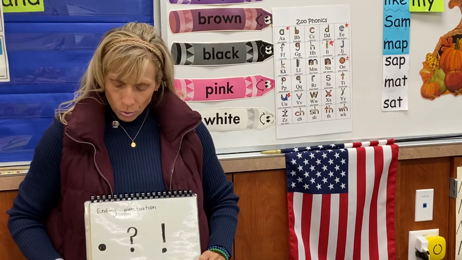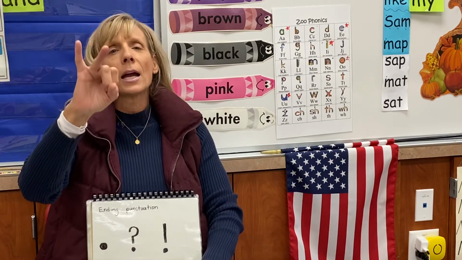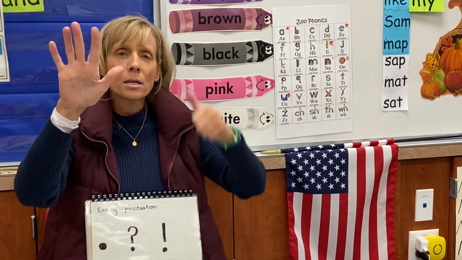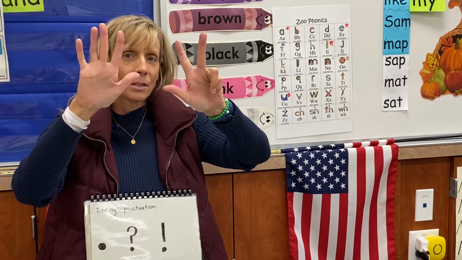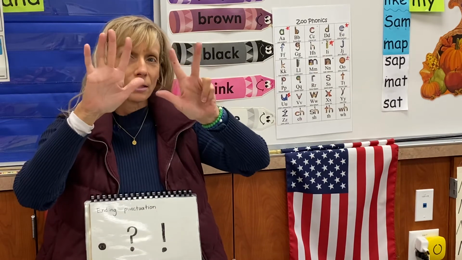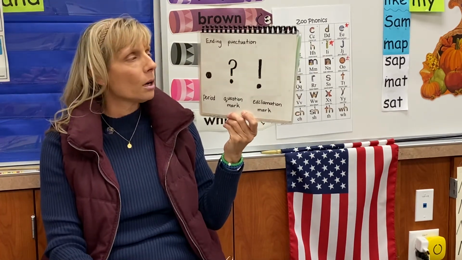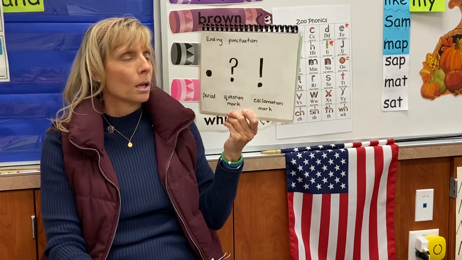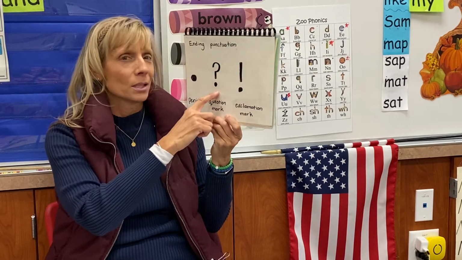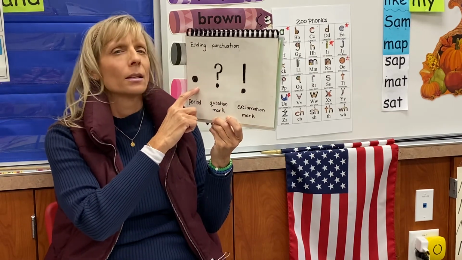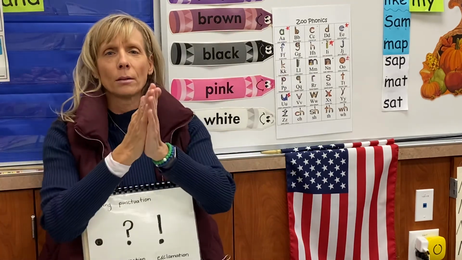Okay. I like to eat hot dogs with ketchup. Let's count that. I like to eat hot dogs with ketchup. How many words in my sentence? 8. Now let's determine what our ending mark would be. What do you think? Are we saying it excitedly? Are we saying it with a question, or are we just saying it? We're just saying it. I like to eat hot dogs with ketchup, period.